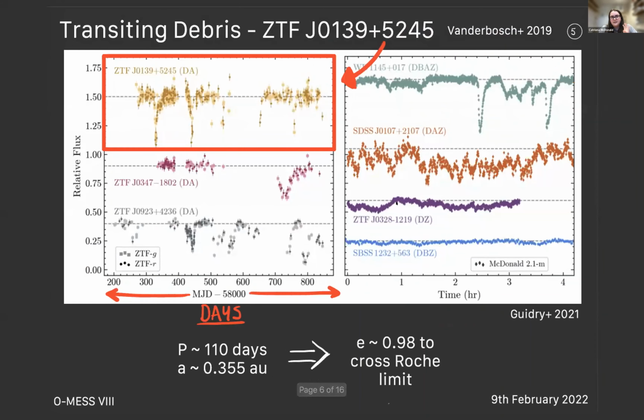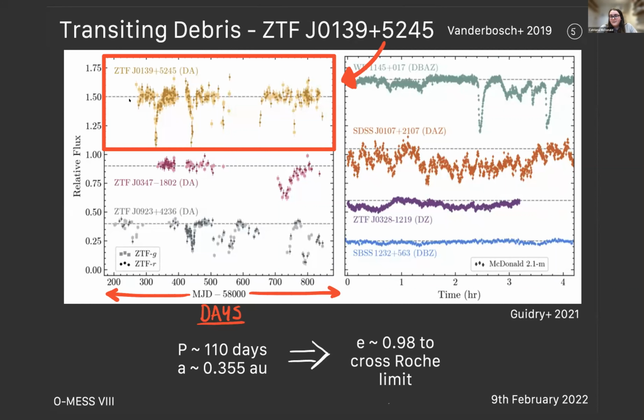But if we move to the left-hand side of this plot, and the second transiting debris system, which I've highlighted in red, ZTF J0139, we have a sort of completely different set of orbital circumstances. So this object, the orbital period is about 110 days, which means that its semi-major axis is about 100 times larger than that around WD 1145. And so it needs an extremely high eccentricity, so larger than 0.98, in order for it to cross into the Roche radius of the star.